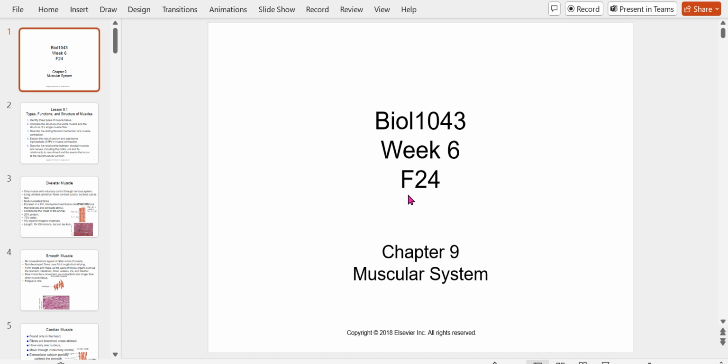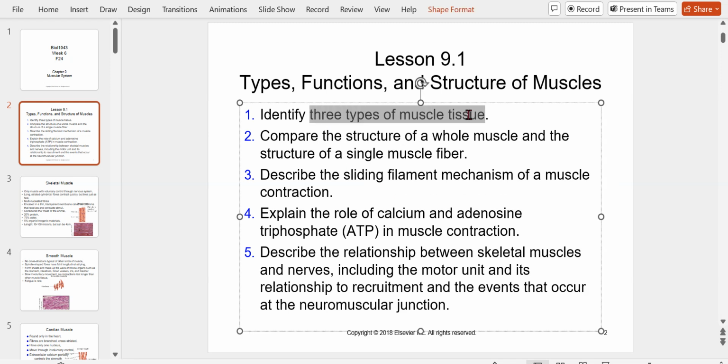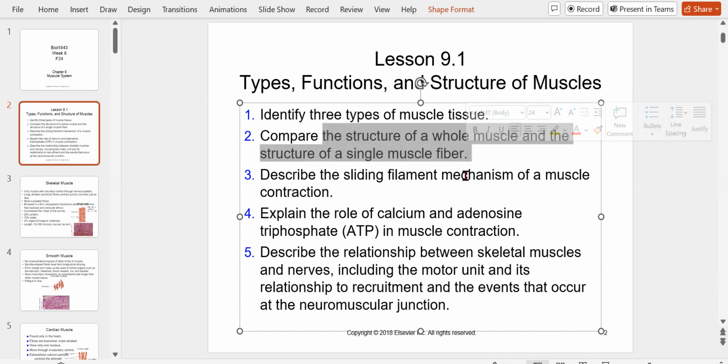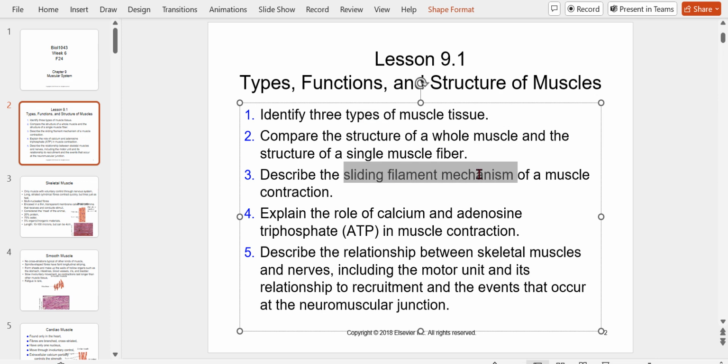Glad to have you aboard. Welcome to the muscle system. All right. We're going to look at the 3 types of muscle. Okay, we're going to compare the structure of the whole muscle against a single muscle fiber. Oh yeah, we're getting right down to the molecular level. And this is called the sliding filament theory.